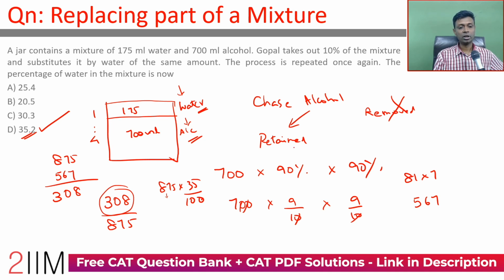Key point here: if you're removing and replacing only one, chase the part for which you're doing only one action. For alcohol, it is only being removed. Water is removed and then added back. So forget water. For alcohol, at each stage think about what is being retained. 10% is removed, 90% is retained. So the very simple question. The experienced guys will just do 700 into 0.9 into 0.9 divided by 875, 100 minus this is the answer. Bam, you can do this in 45 seconds. And that's what you need to be thinking about.